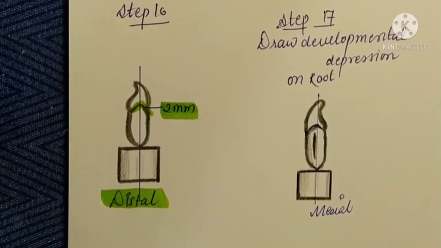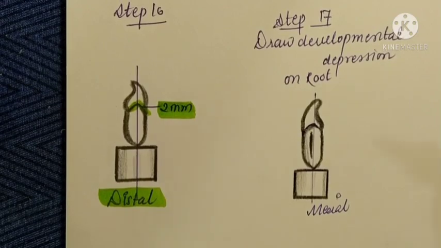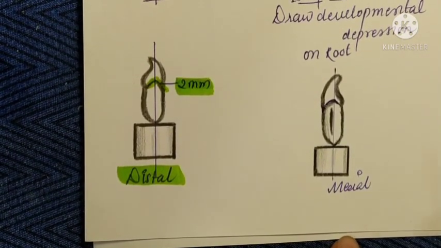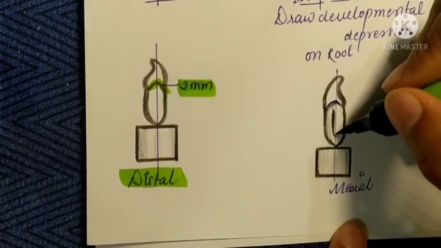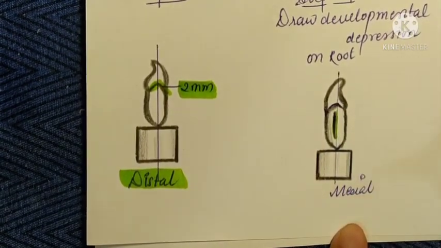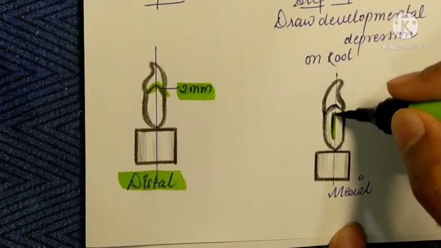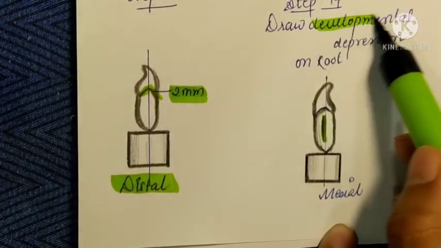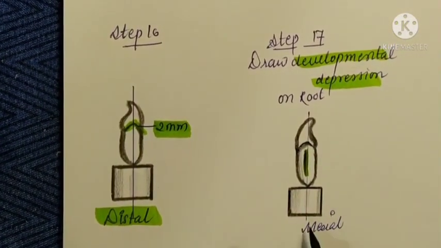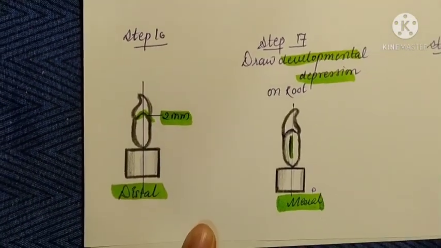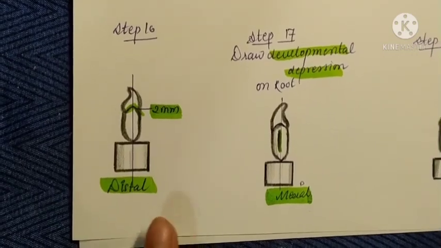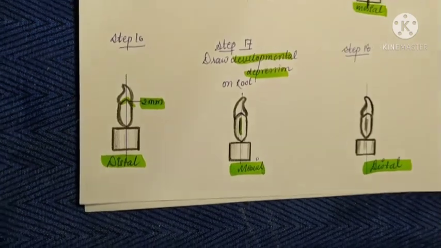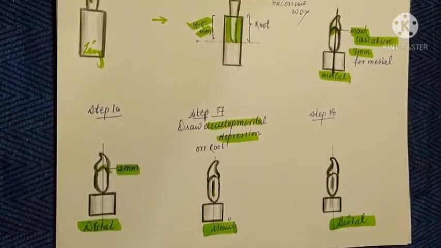Here we have to draw the developmental depression in the root. In the mandibular central incisor, there is a developmental depression. Firstly we are going to mark the developmental depression, and with the help of a carver, we will remove some of the wax to get the developmental depression. This developmental depression is present on both sides, in the mesial side as well as the distal side. So here we are completed with our mandibular central incisor diagrammatic view. This will be continued by carving.